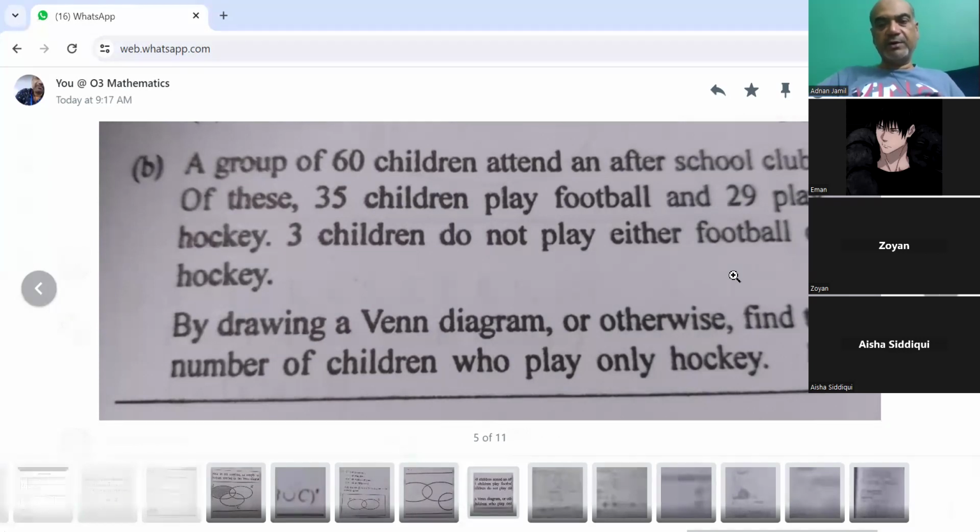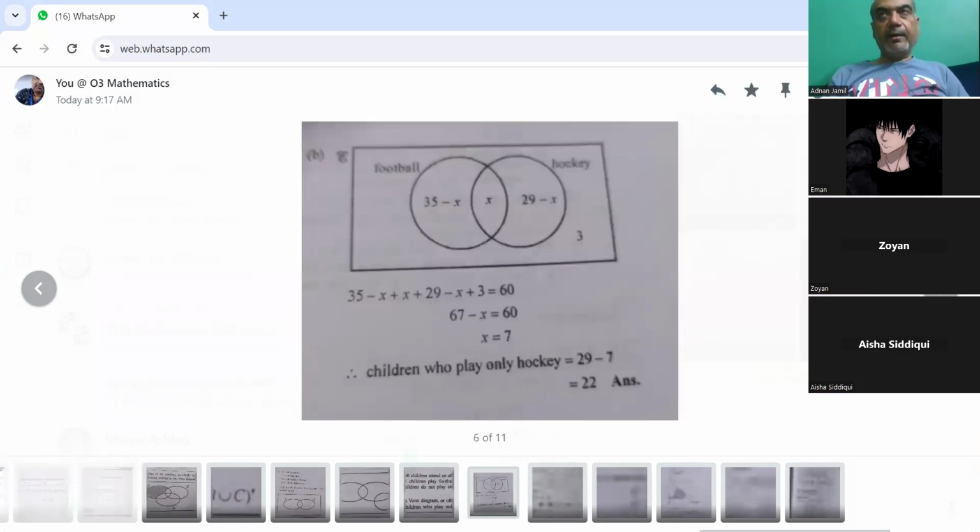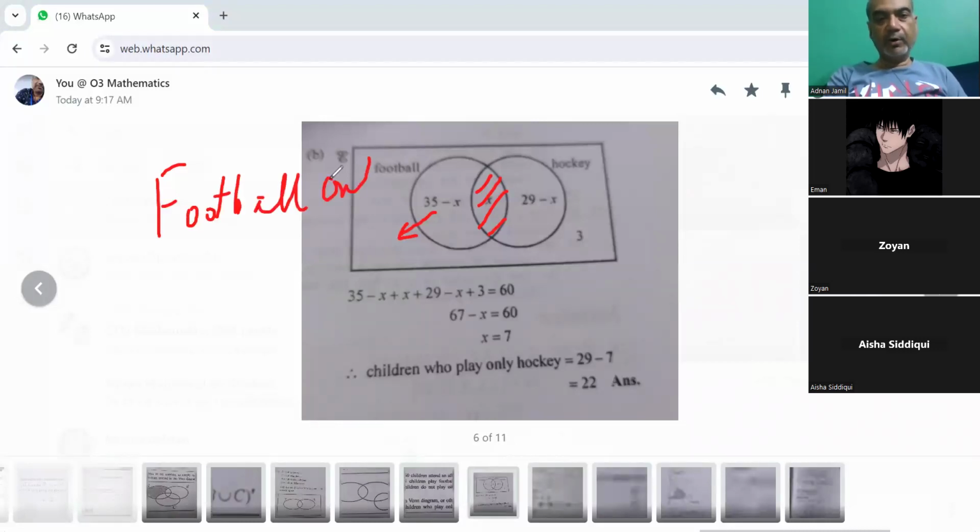And out of the 60 children, three of them are not playing. So 60 minus 3. That has to be there. Here you go. You can see that this portion over here is the common region. Then this region is 35 minus X, football only. What is this region? 29 minus X, hockey only, the number of students who are playing hockey only. And what is the common region? The number of students who are playing both.